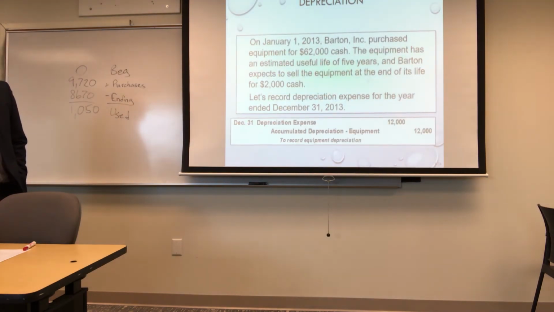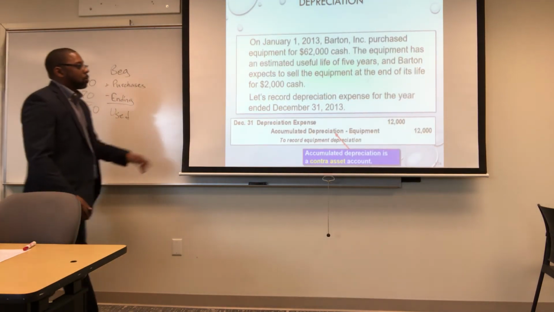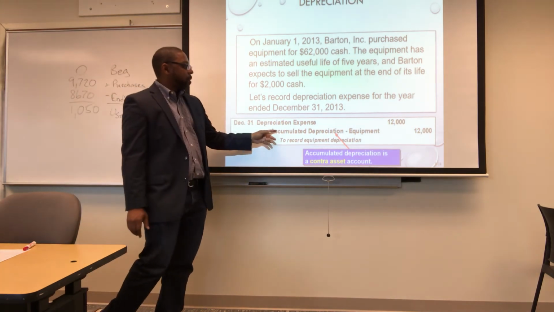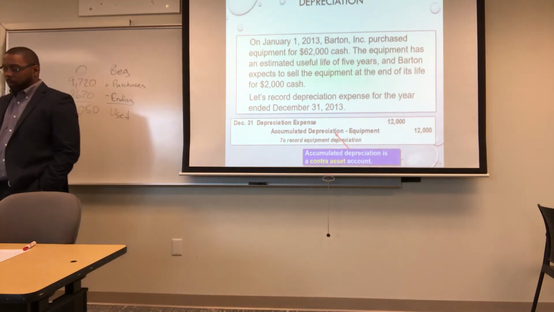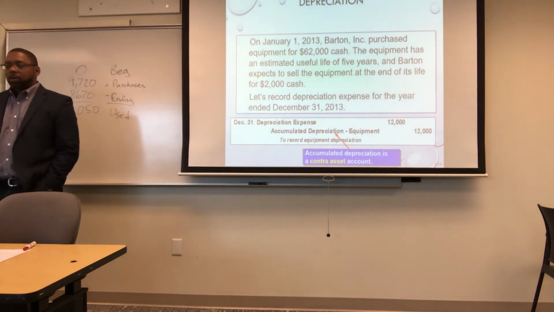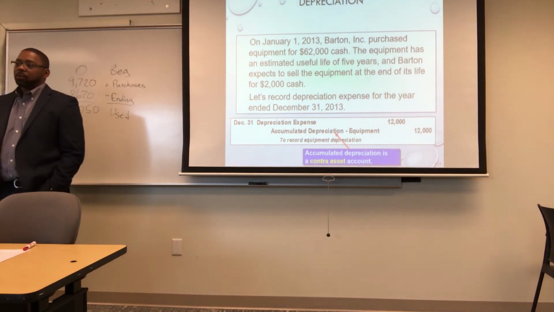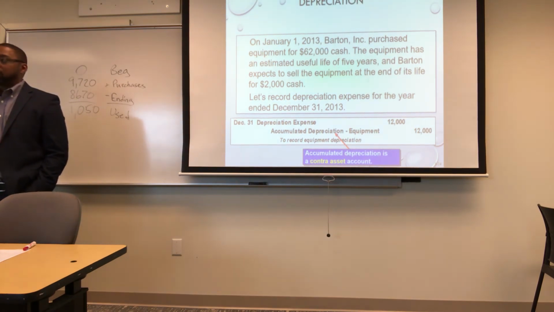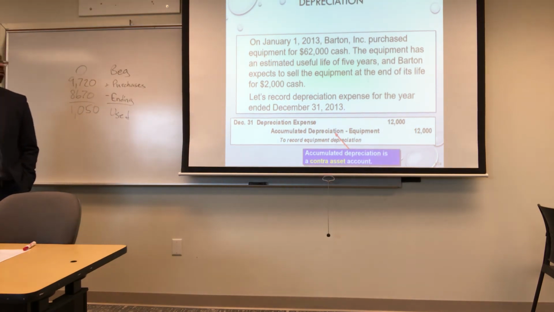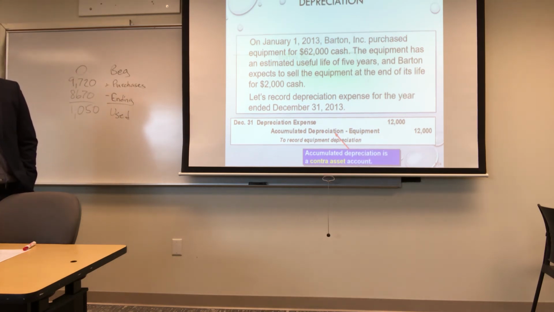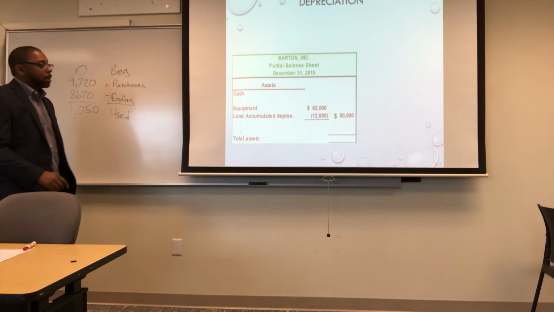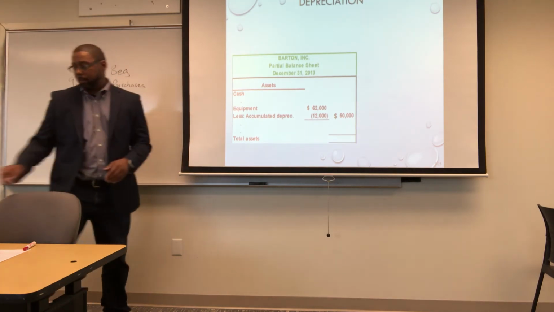So therefore, every year, we'll expense off $12,000, and we're going to credit an account, and I'm going to introduce you to a new set of accounts. This account is called accumulated depreciation. So we're going to debit depreciation expense, credit an account called accumulated depreciation.